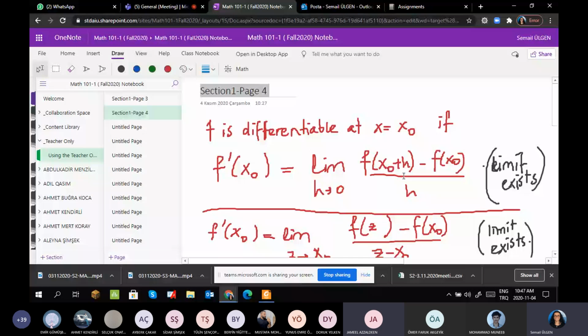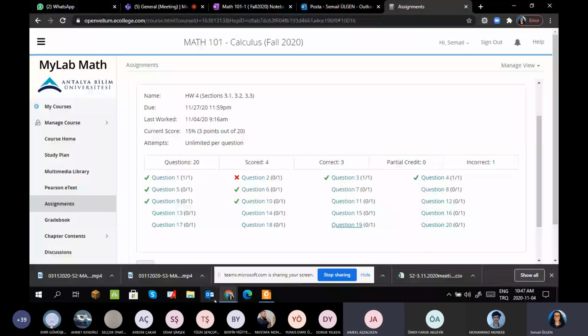Okay, you just check the right-hand derivative and left-hand derivative. If they agree, you are good to go. You can say this function is differentiable at that point. Okay, that's a very good question.